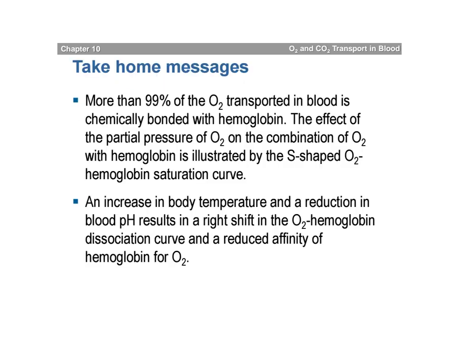The take-home messages are more than 99% of oxygen is transported in the blood, chemically bonded with hemoglobin. The effect of partial pressure of oxygen on the combination of hemoglobin and oxygen is illustrated by the S-shaped oxygen hemoglobin saturation curve. An increase in body temperature and a reduction in pH results in a right shift in the oxygen hemoglobin dissociation curve and a reduced affinity of hemoglobin for oxygen.